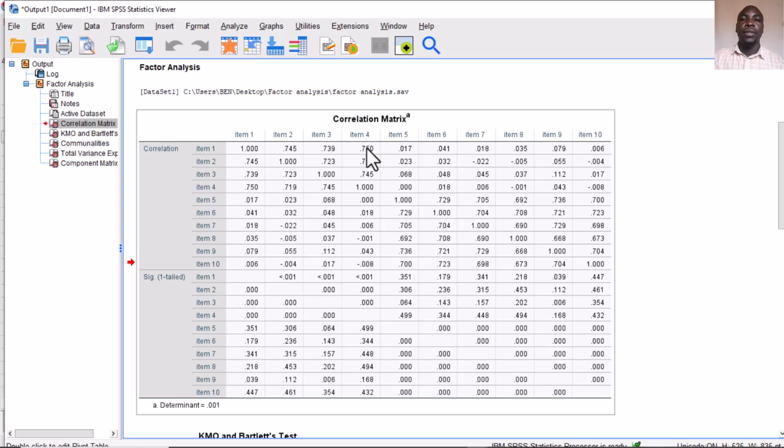In our output, we have the correlation matrix. We are interested in a correlation of at least 0.3 and above between the items or questions. So here we can see we have 0.745 between item 1 and 2, item 1 and 3 to 0.739, and we have others. So once you at least have a value above 0.3, you are sure that there is a relationship between variables in your data set.